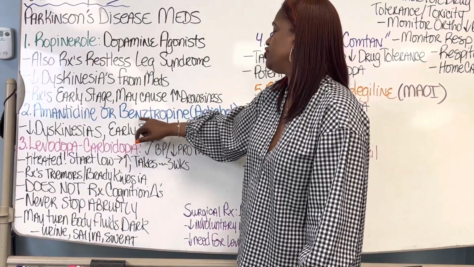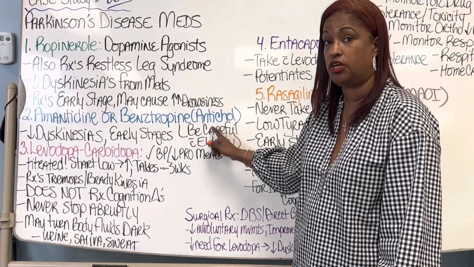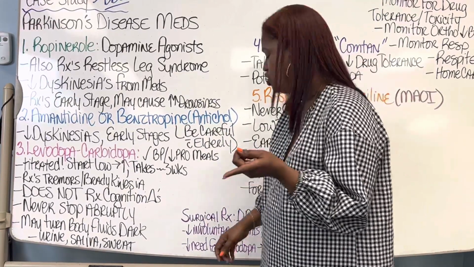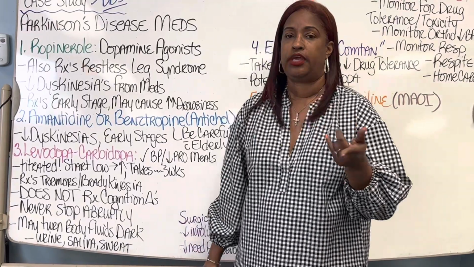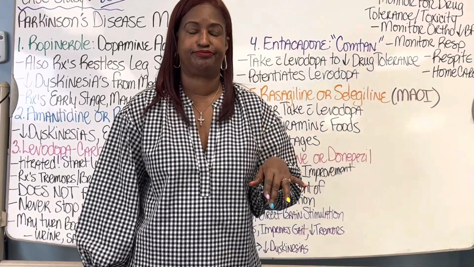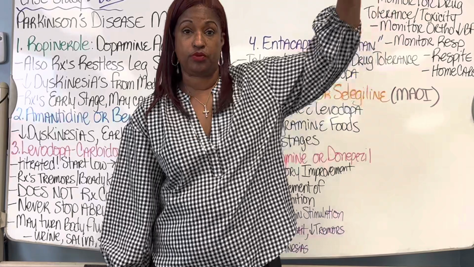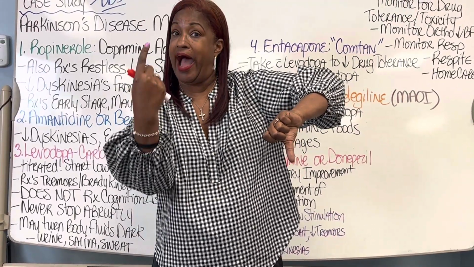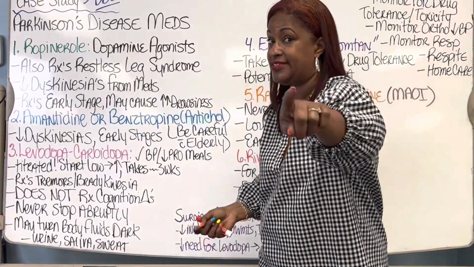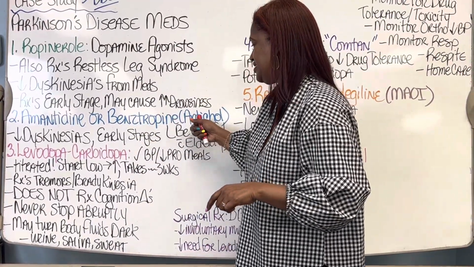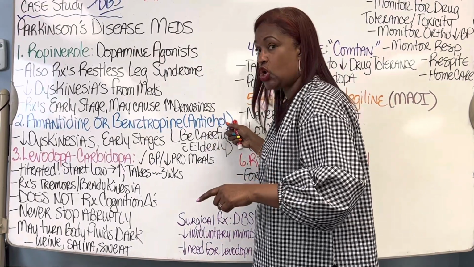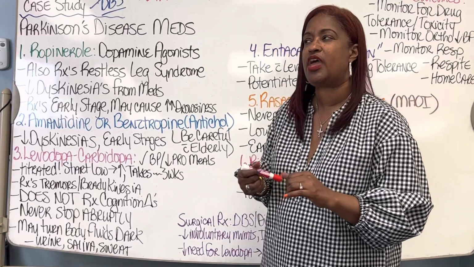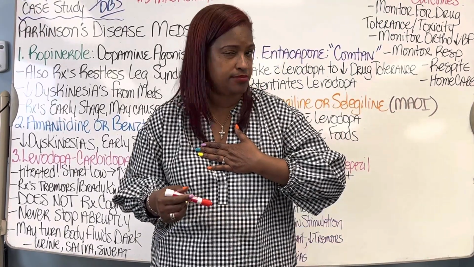Okay, so benztropine is an anticholinergic. Let me park right there. You remember acetylcholine? You remember dopamine? Remember this: dopamine was low, which made the effects of acetylcholine high. So it makes sense that we would give an anticholinergic to the patient.